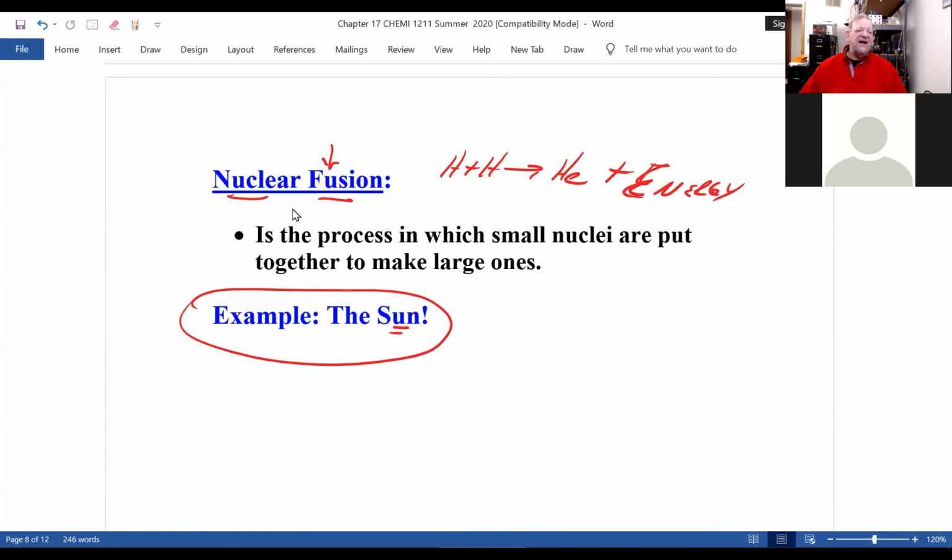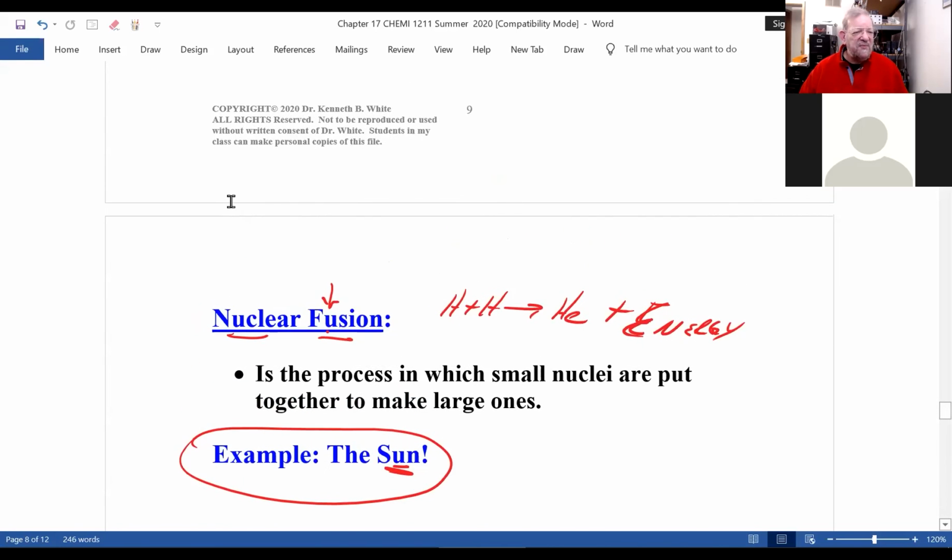That's better. And you should know nuclear fusion. I always think, oh, U and fusion, that's what's happening on the sun. That smaller nuclei or atoms coming together to make larger ones and energy.